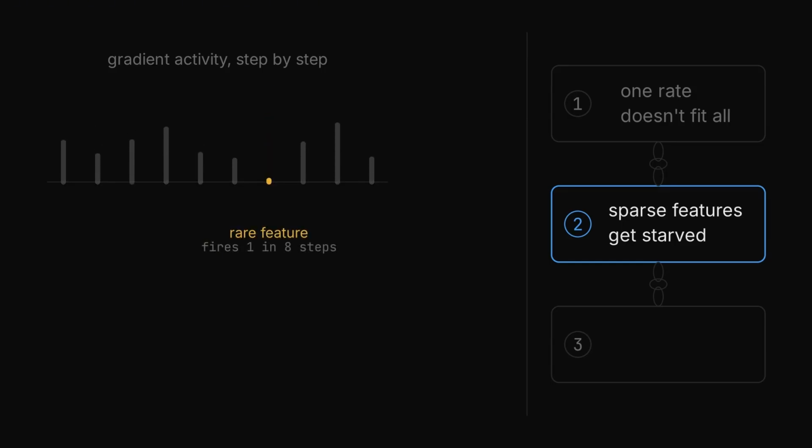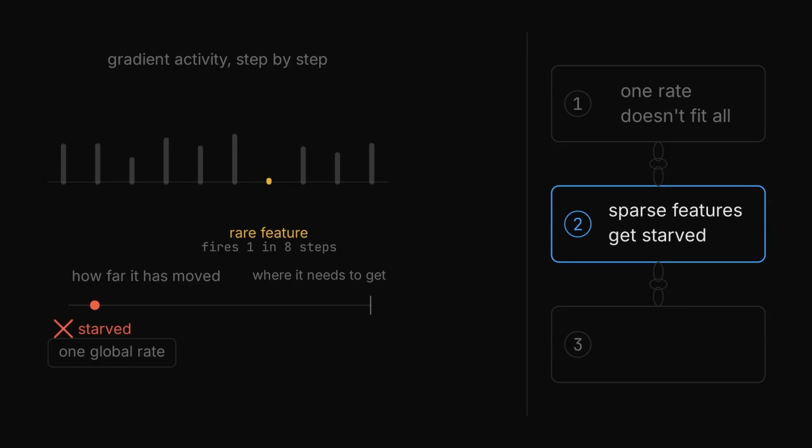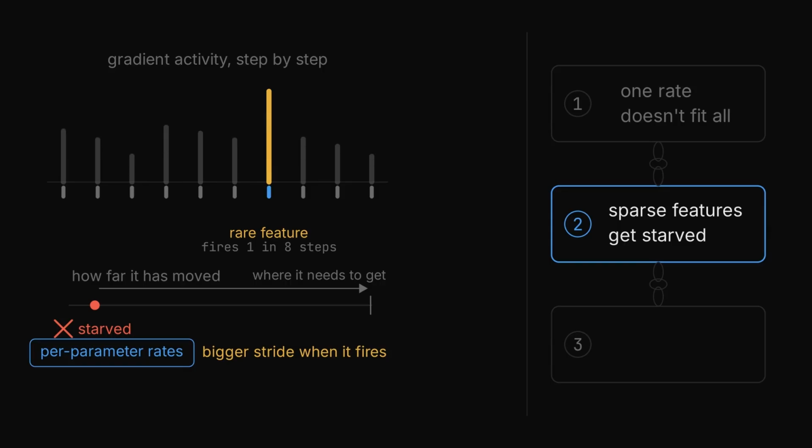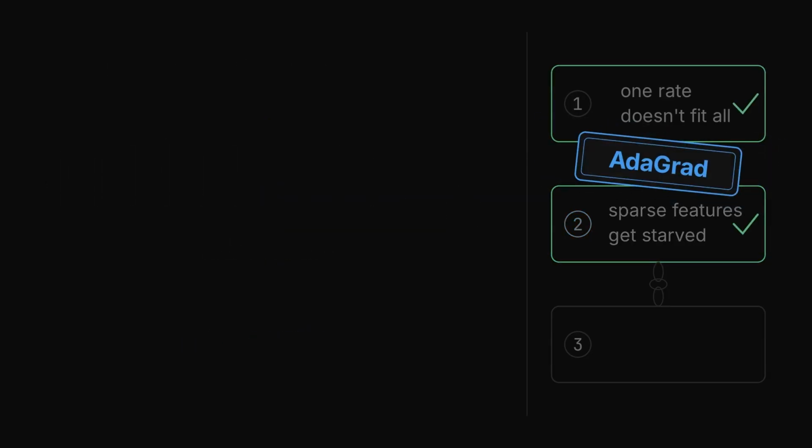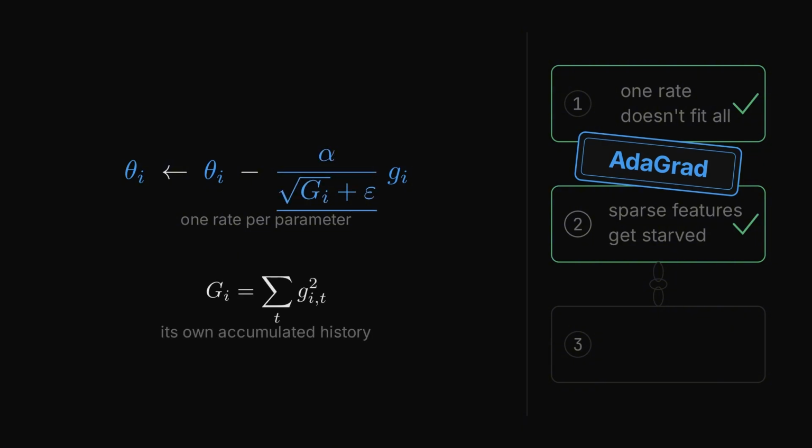Problem 2. Sparse features get starved. A rare but important direction fires only now and then. So under a single global rate, it barely moves across all of training. What it actually needs is a larger effective stride on the rare occasions it does fire. Give each parameter its own rate, scaled by its own gradient history, and this dissolves. This is exactly where AdaGrad was born to shine. So AdaGrad answers both of those in one stroke. Per parameter learning rates, each scaled by that parameter's own accumulated history. The fix works, but it carries its own poison.